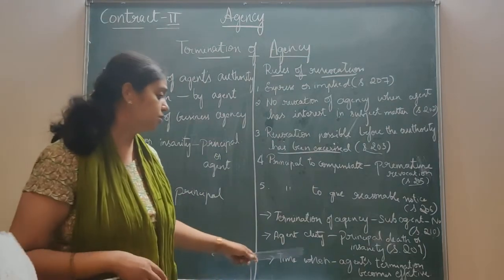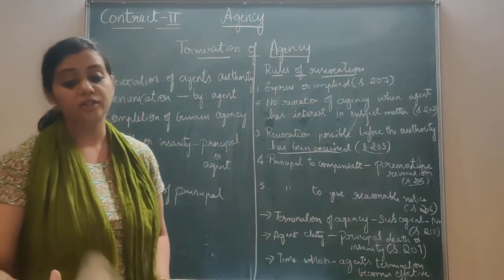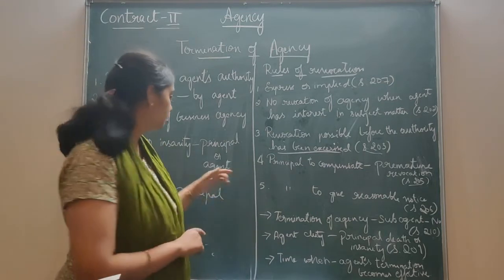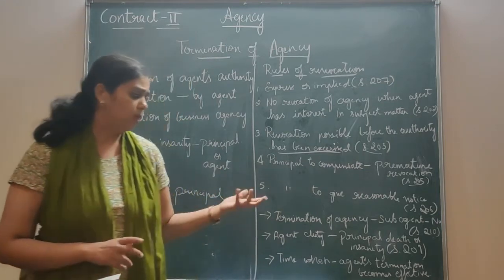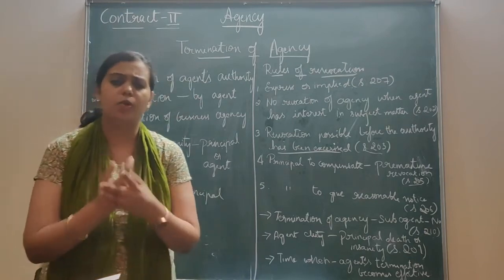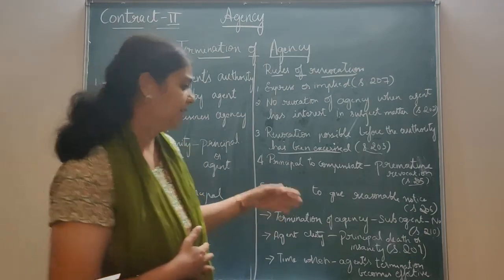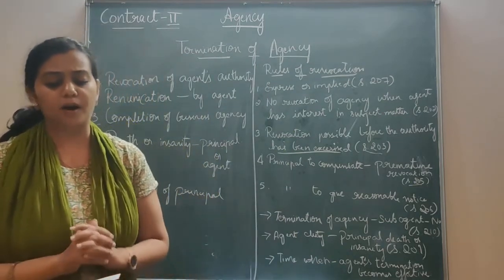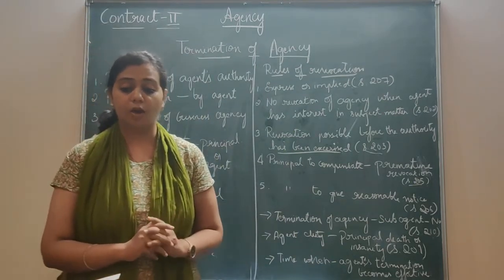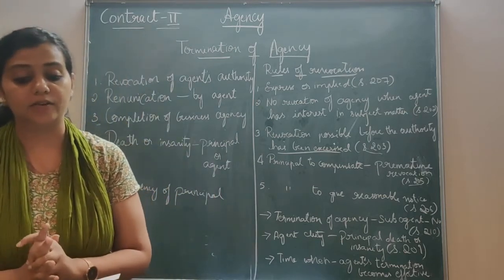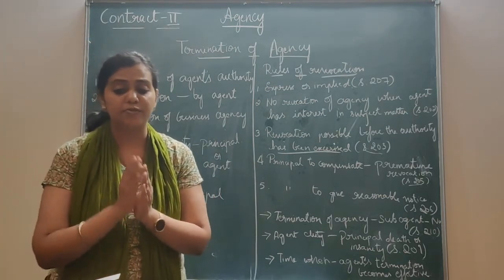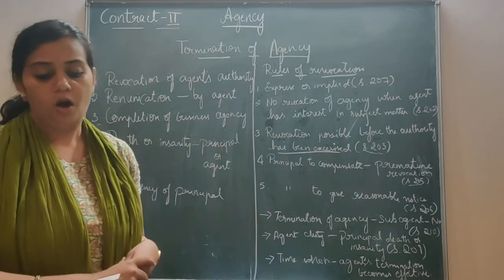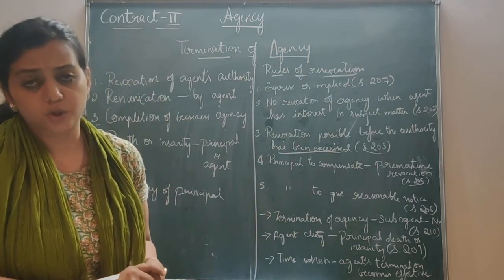Then the agent's duty. What is the agent's duty on termination of agency by the principal's death or insanity? How is he going to discharge his duty? It's given under section 209. It says the agent is bound to take, on behalf of the representatives, all reasonable steps for the protection and preservation of the interest that is entrusted to him.